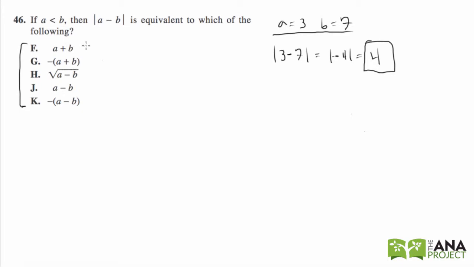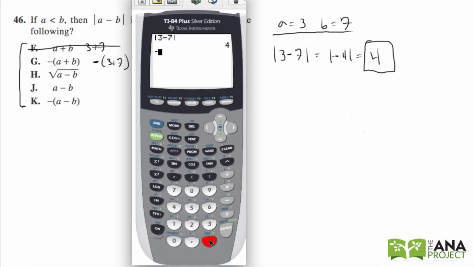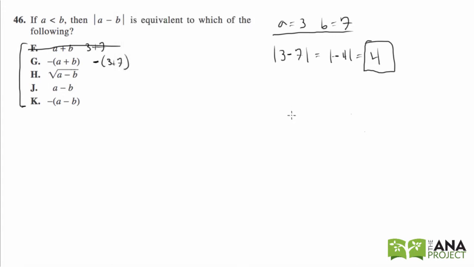A plus B, 3 plus 7. Well, that's 10. That's not 4. That's gone. Negative A plus B. Negative 3 plus 7. And if you have trouble with the parentheses, you can always use your calculator. You can just go negative 3 plus 7. Add the parentheses just as it is in the problem. That's negative 10. Because 3 plus 7 is 10. We have that negative outside, negative 10. So that's gone.